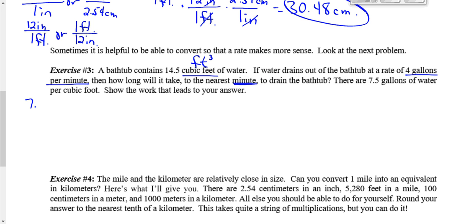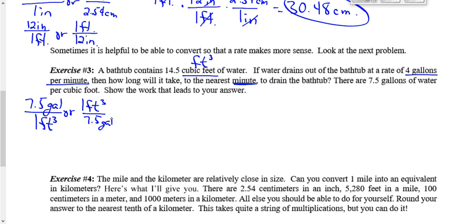7.5 gallons to 1 cubic foot. Or, the other way I can write that, 1 cubic foot over 7.5 gallons. This seems like it's new to you. You can do the reciprocal too.